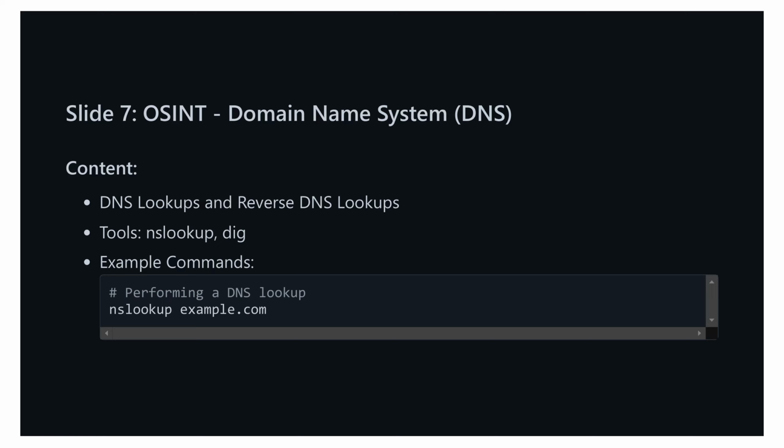These tools help with both forward lookups, converting domain names to IP addresses, and reverse lookups, converting IP addresses back to domain names. For example, the command for performing a DNS lookup using NSLookup is straightforward: nslookup example.com. This command allows us to query the DNS records of example.com and retrieve the related IP address or addresses. Knowing how to perform these lookups will greatly enhance your ability to map and understand your target's online presence.